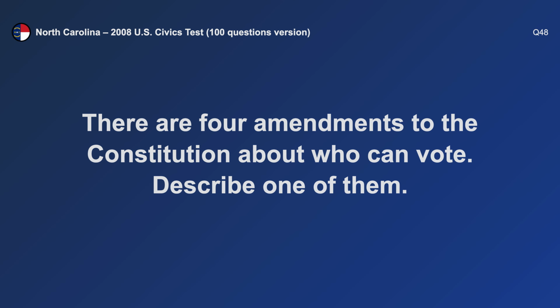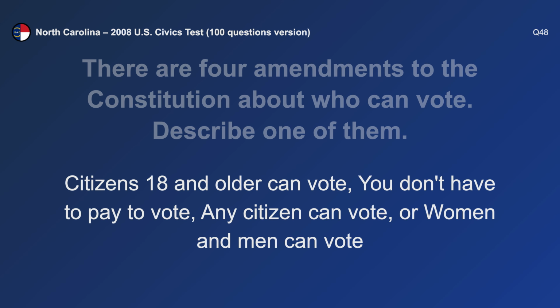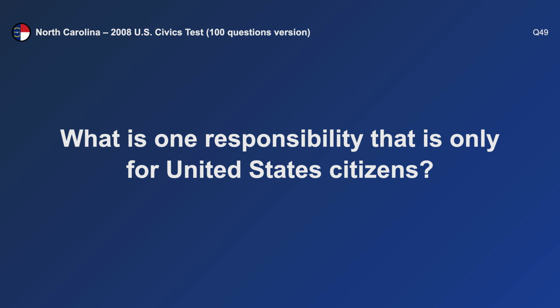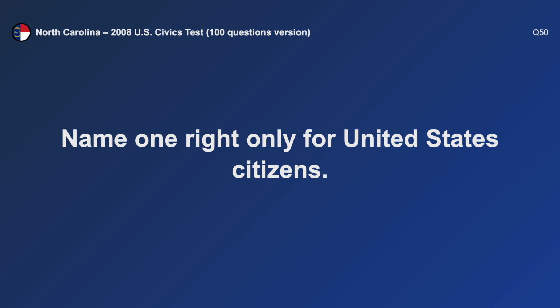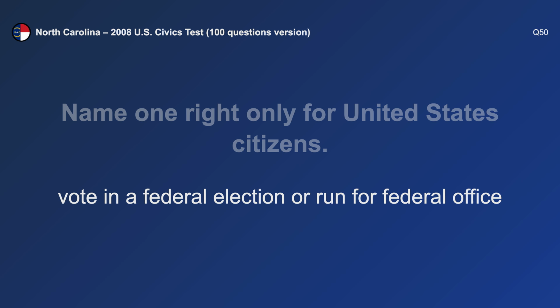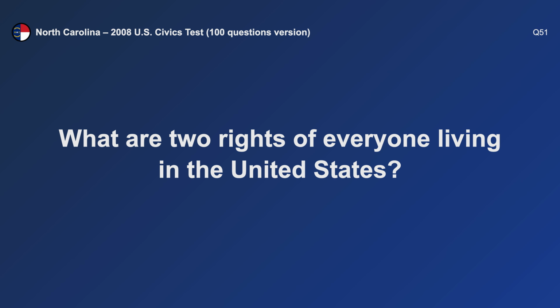There are 4 amendments to the Constitution about who can vote. Describe one of them. Any citizen can vote. What is one responsibility that is only for United States citizens? Vote in a federal election. Name one right only for United States citizens. Vote in a federal election. What are 2 rights of everyone living in the United States?